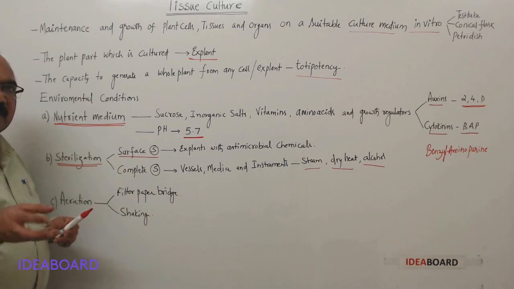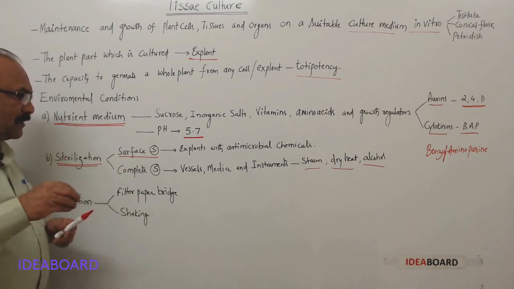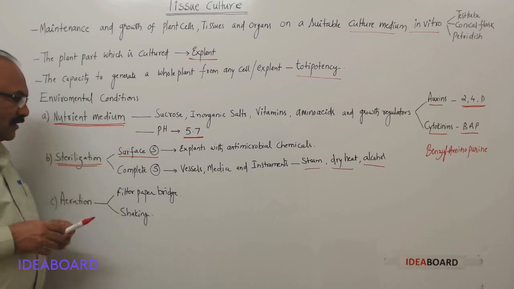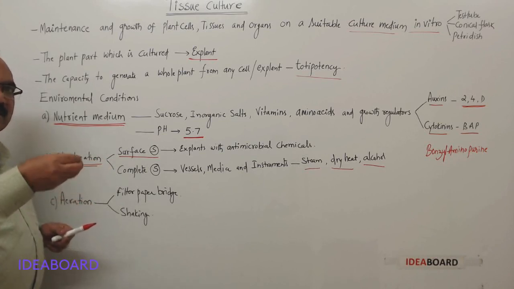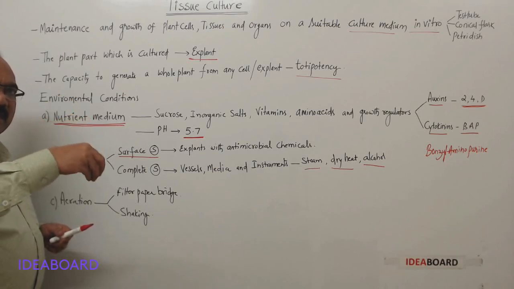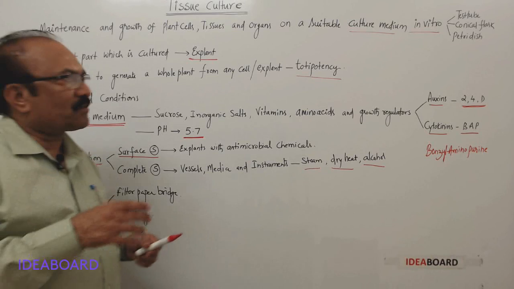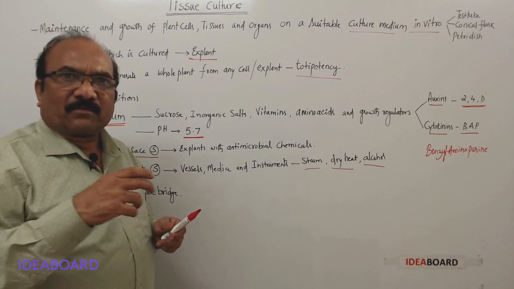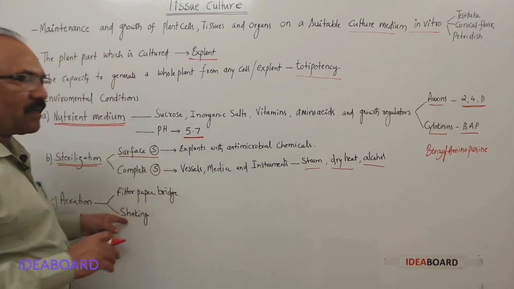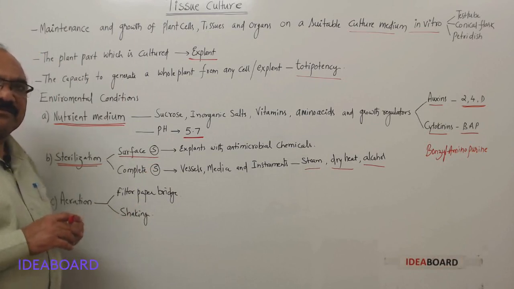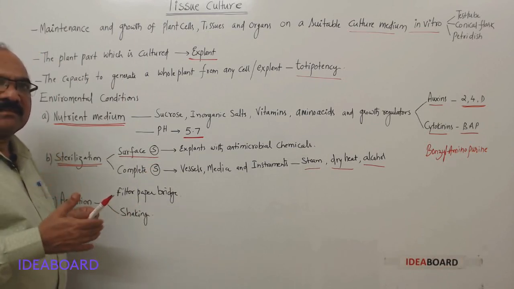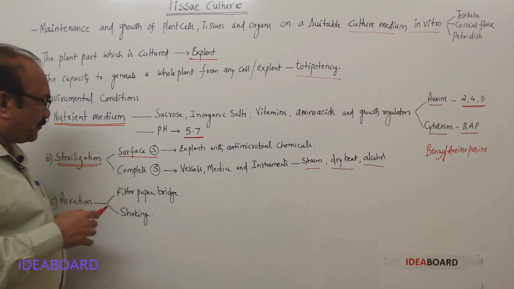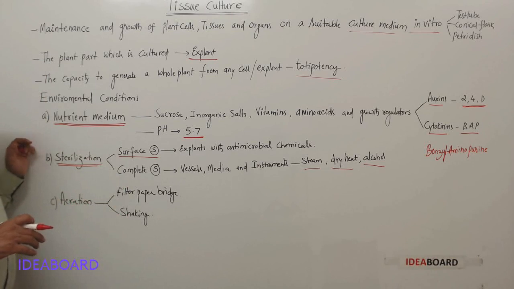And suppose some explants don't have the ability to absorb it, then what we do is we just introduce that explant into the medium, and the vials or test tubes or conical flasks, whatever we are using, will be slowly shaken with shaking machines continuously, which will provide air as they are moving in that medium. So these three are the main aspects which should be fulfilled before we go for the tissue culture.